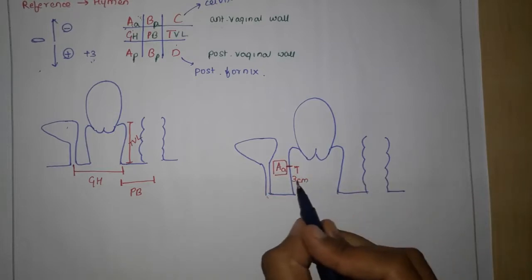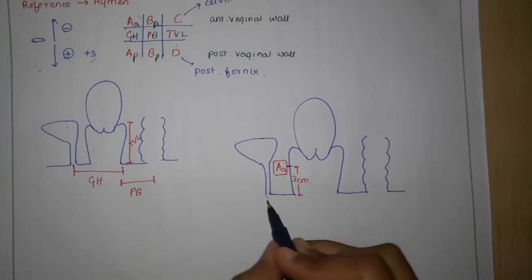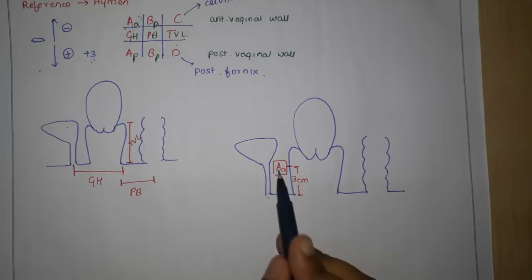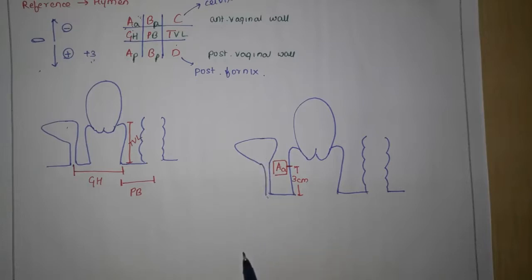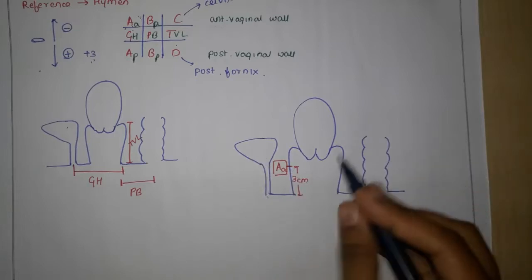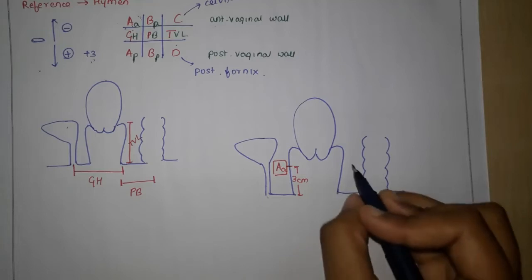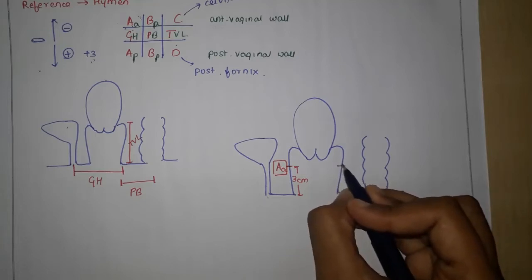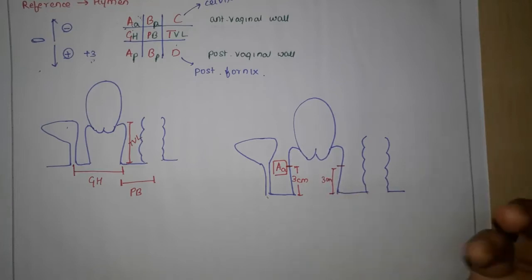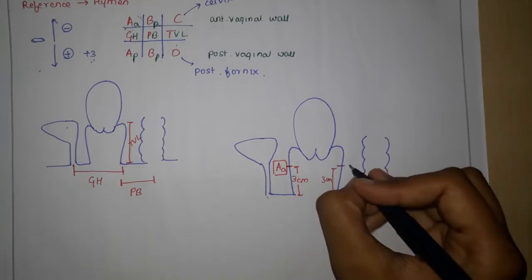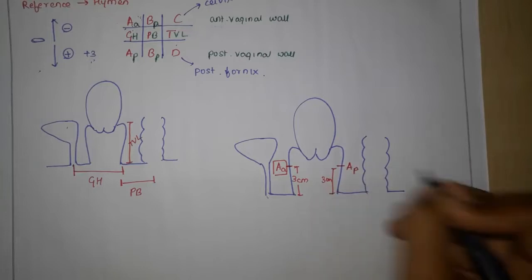Why this 3 centimeter is taken proximal to the external urethral opening is because in a normal anatomical position, this corresponds to the urethrovesical junction. Similarly, a point which is 3 centimeter proximal to the hymen on the posterior vaginal wall will be AP.